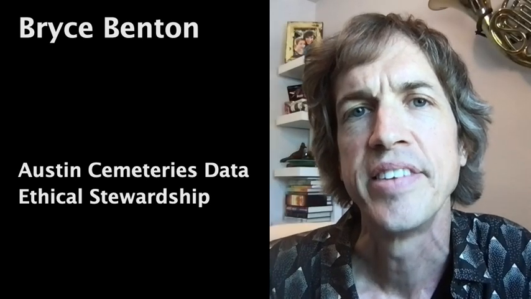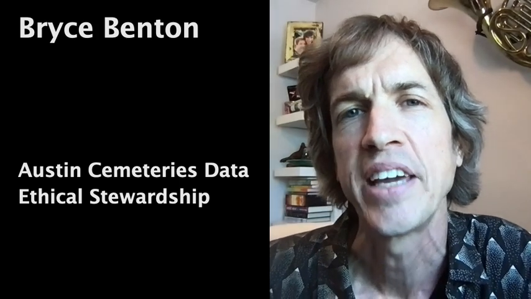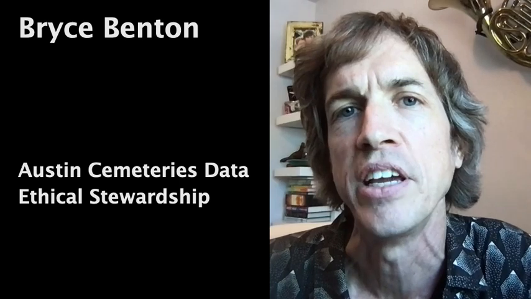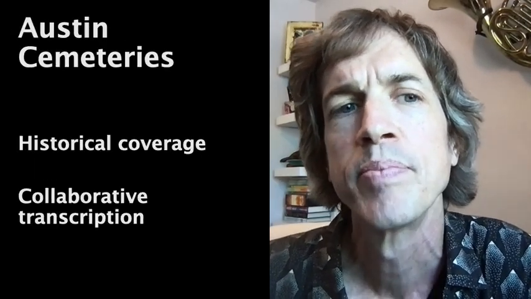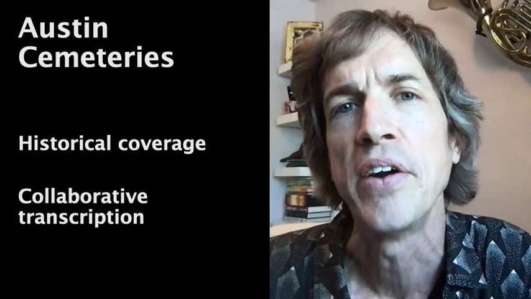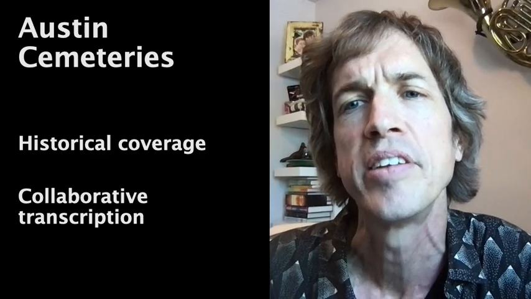Hi, I'm Bryce, and today we'll be talking about Austin Cemeteries data and how we're using AI to promote ethical stewardship for how we're managing and storing and ultimately transferring that data. The Austin Cemeteries data consists of about 16,000 records, primarily interments from burials in Austin's oldest public cemetery, the Oakwood Cemetery, and it goes all the way back to 1866 through 1921.